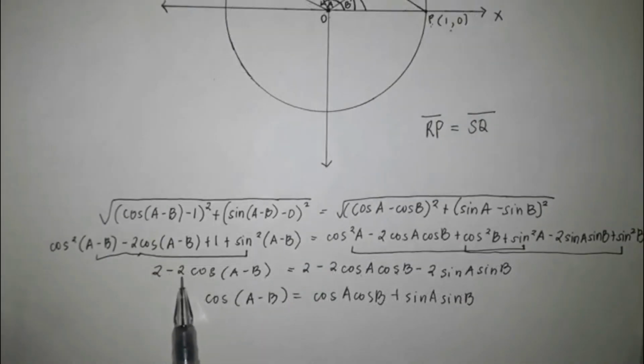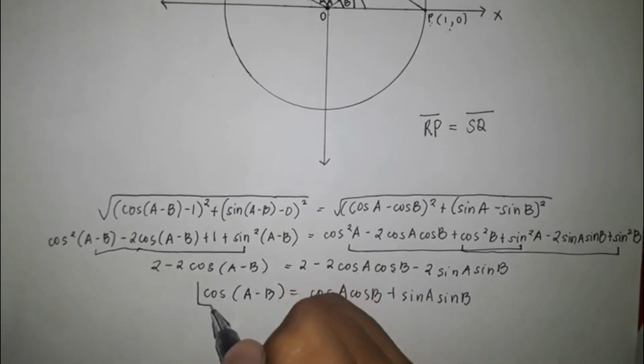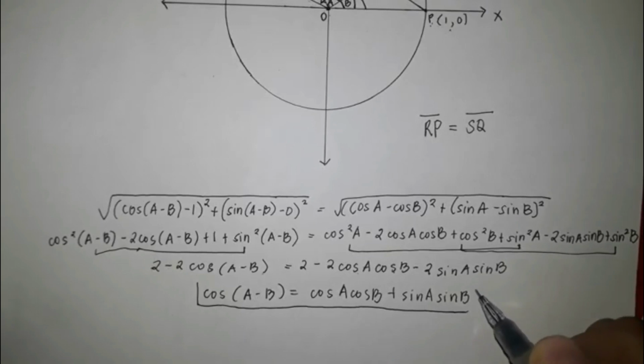At this point, we can subtract 2 from both sides and divide both sides by negative 2, so we get cosine (A minus B) is equal to cosine A cosine B plus sine A sine B. So this is now the cosine difference identity.